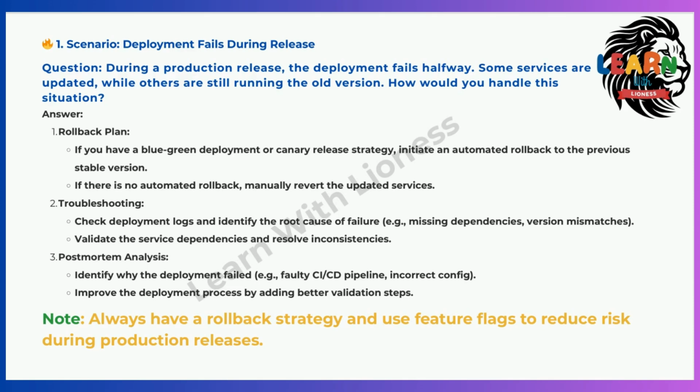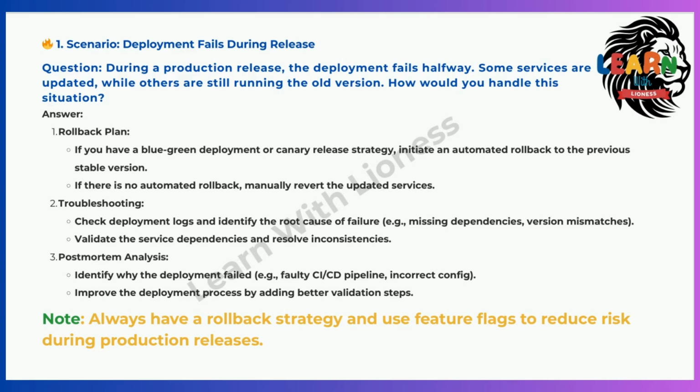B. If there is no automated rollback, manually revert the updated services. 2. Troubleshooting. A. Check deployment logs and identify the root cause of failure, for example missing dependencies, version mismatches. B. Validate the service dependencies and resolve inconsistencies.